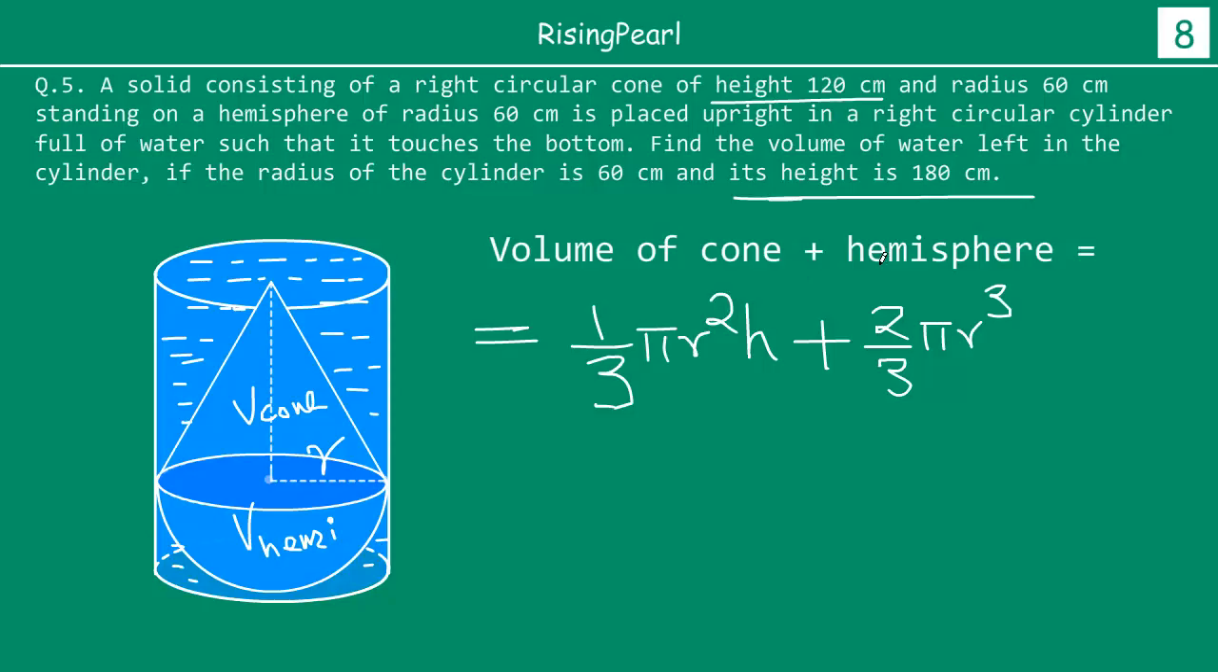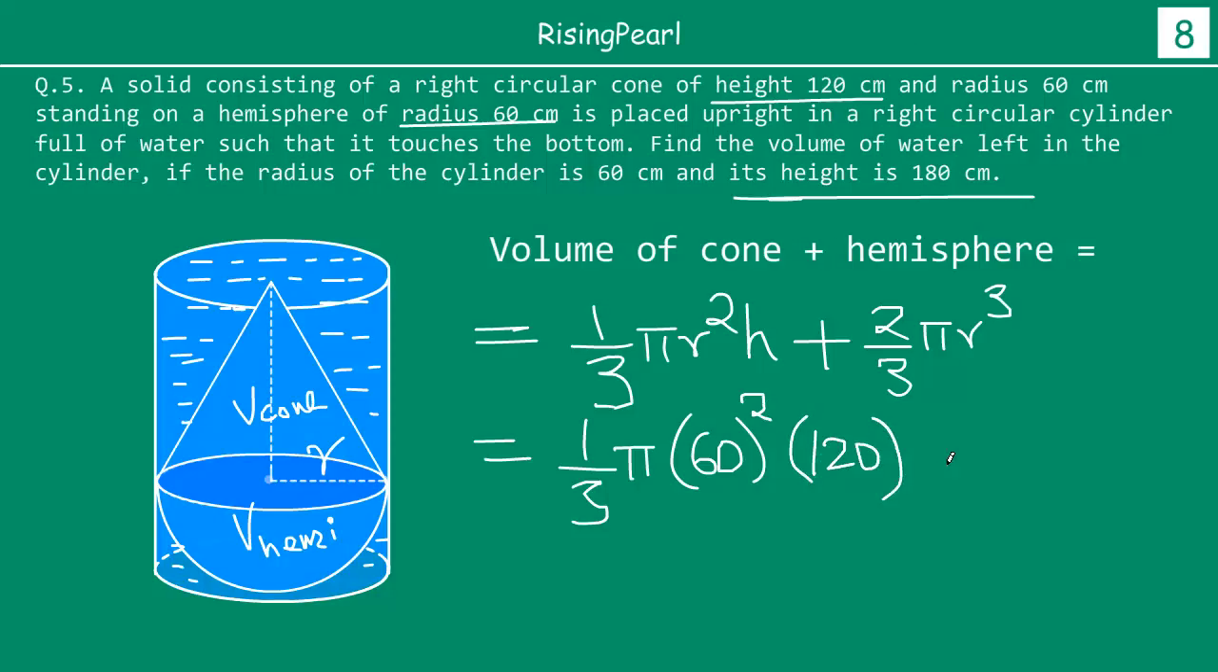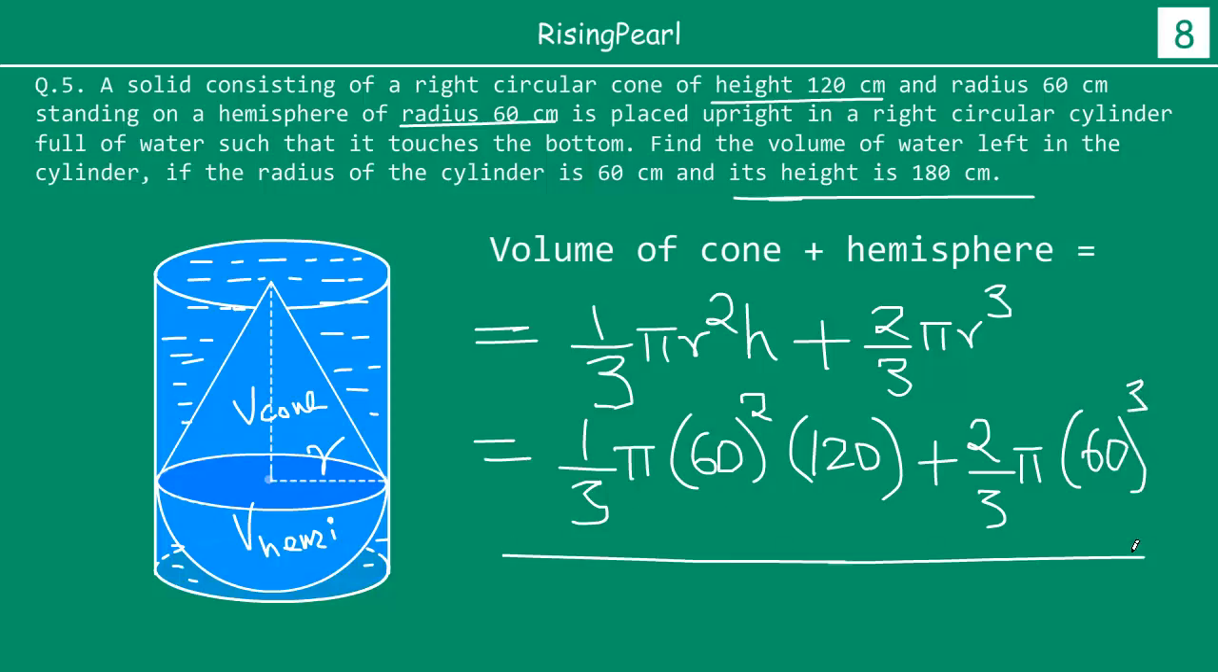So now let's just plug the values in. So we have 1 by 3. And this is really step 3 of our process, where we find the formula for individual volumes and we put that in. So 1 by 3 pi, the radius is 60, so it will be 60 square times the height, which is given as 120, plus 2 by 3 pi, r is 60 cube. Again, I'm not actually going to be solving this for you, but you can simply solve this, right?